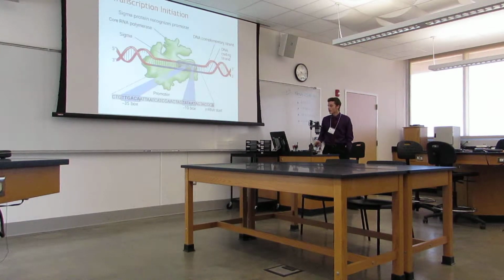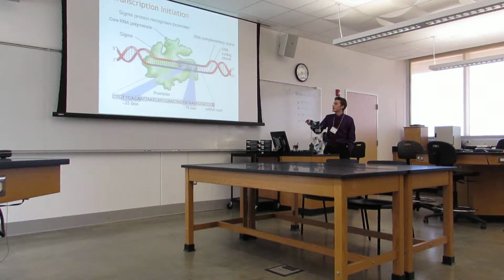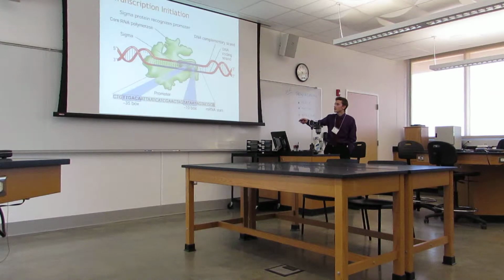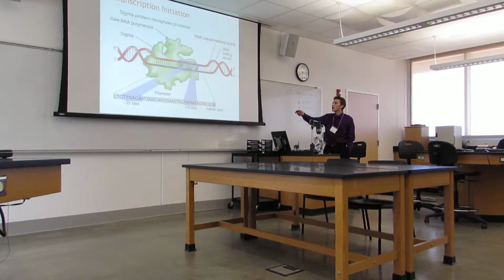This image illustrates the start of transcription. This is a strand of DNA before the gene, which would be right over here. This section right here is the -35 region and the -10 region. It's being located by the sigma protein of the RNA polymerase before the RNA polymerase starts transcription.